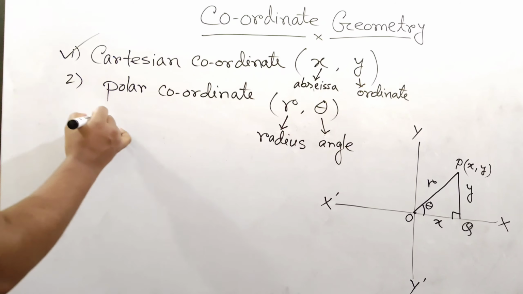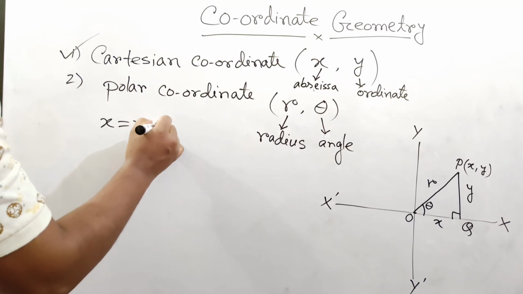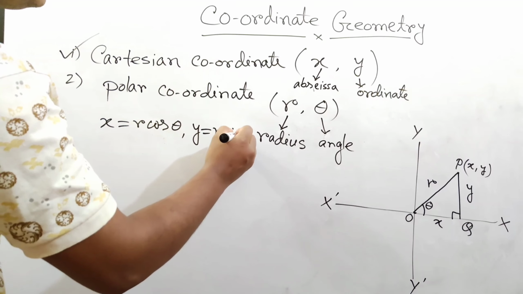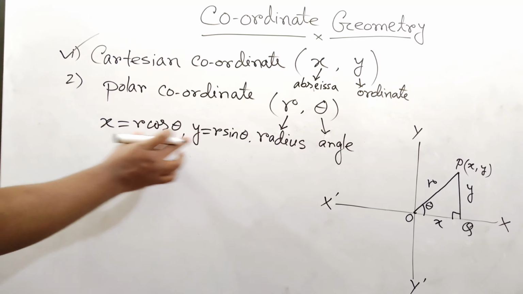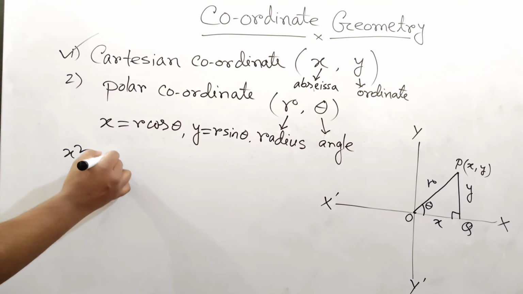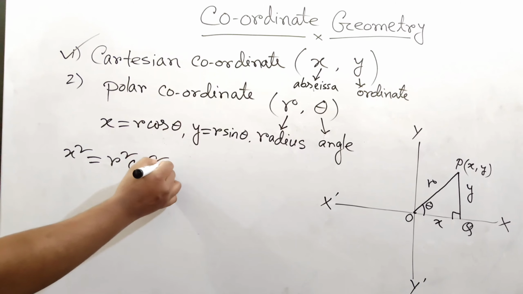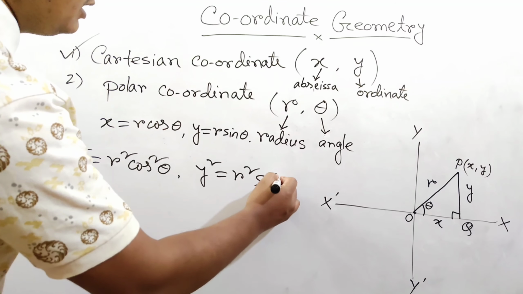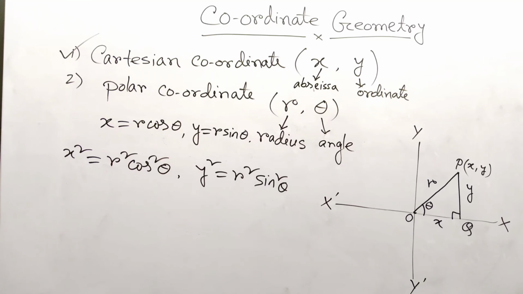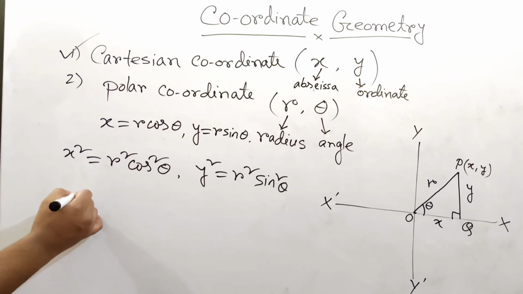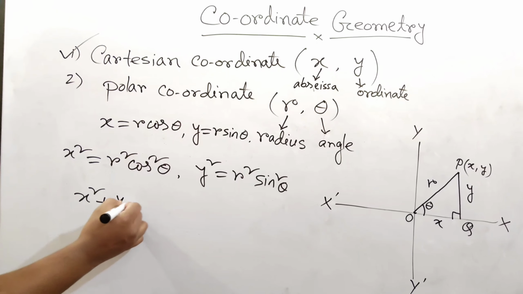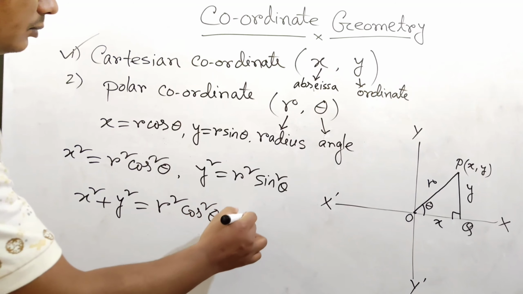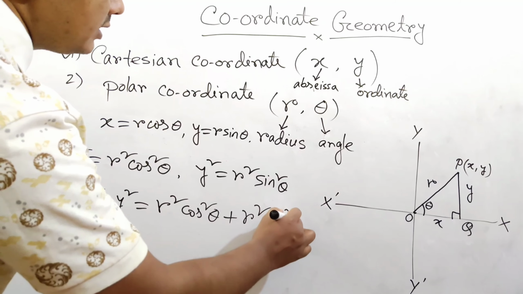So now look here, x equals r cos theta and y equals r sin theta. Now if we square both, we will get x squared equals r squared cos squared theta and y squared equals r squared sin squared theta. Now if we add these two equations, we will get x squared plus y squared equals r squared cos squared theta plus r squared sin squared theta.